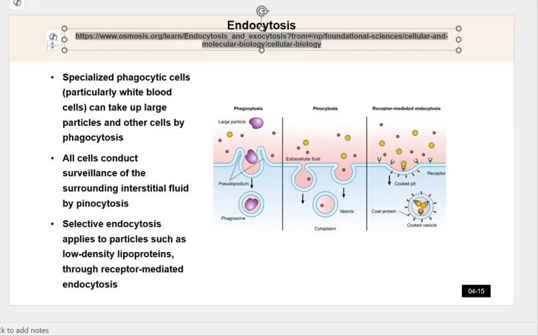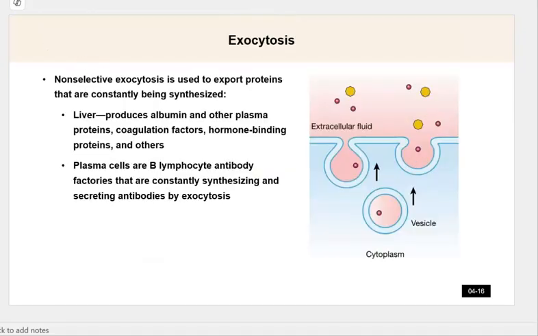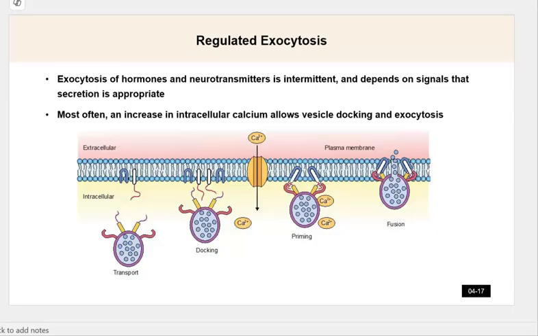Osmosis does a great job on this topic again and really can help point that out. All the particulars that we would need to know regarding endocytosis and exocytosis will come into play as we keep going through the course. We will refer to this again. Then we went into regulated exocytosis, excuse me.